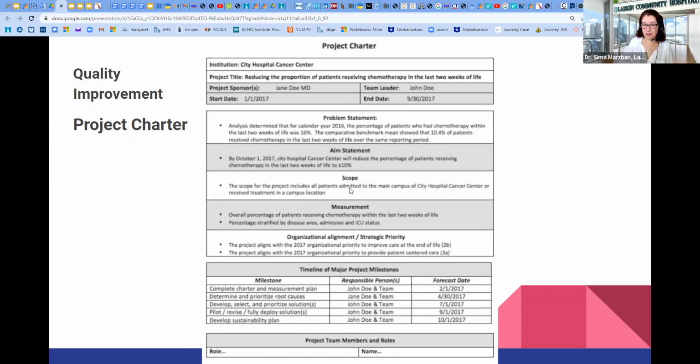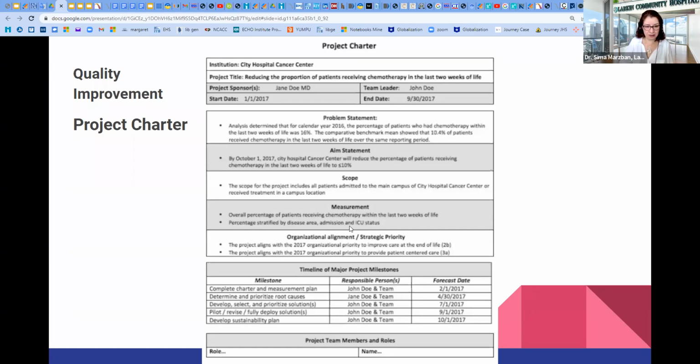And then the scope of the study: who is included, and the measurements, such as the overall percentage of patients receiving chemotherapy within the last 2 weeks of life. You see how these measures are precise and measurable. It doesn't say, for example, effective chemotherapy among people, or effective procedure among those who are eligible. Everything would be subjective when you talk in that way. But here, everything is objective. Percentage stratified by disease area.